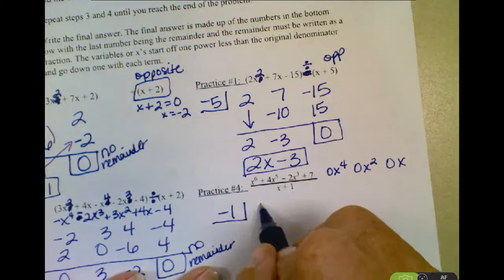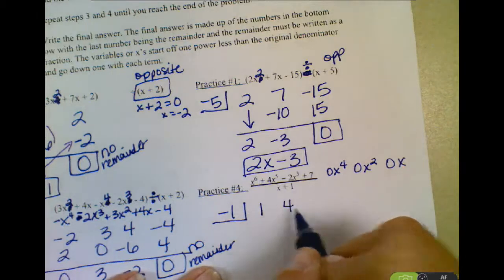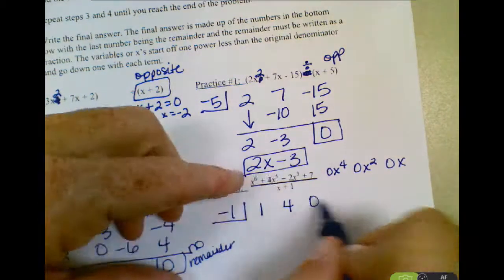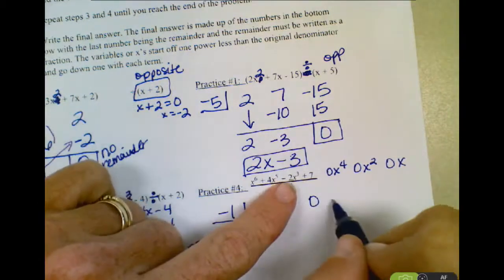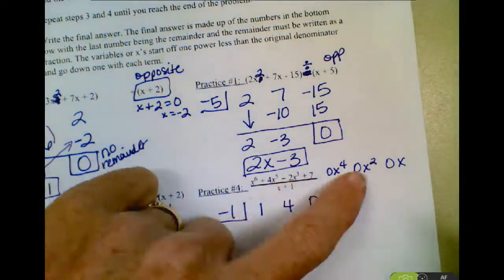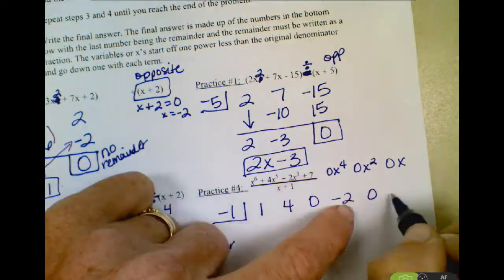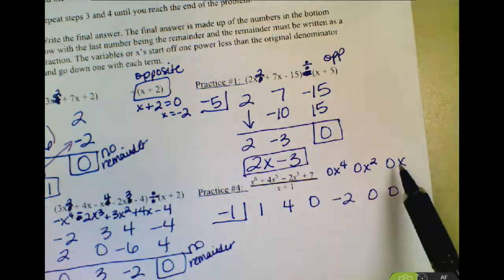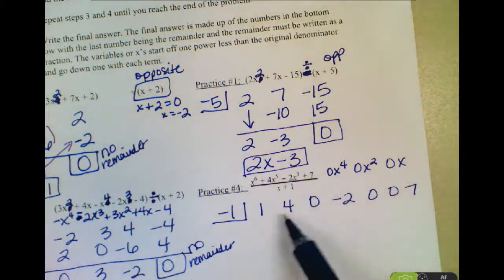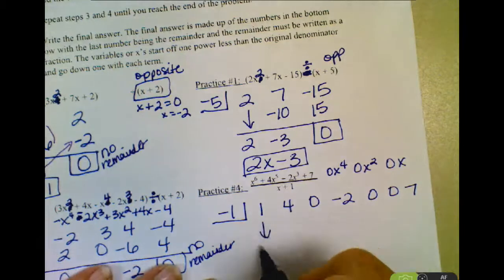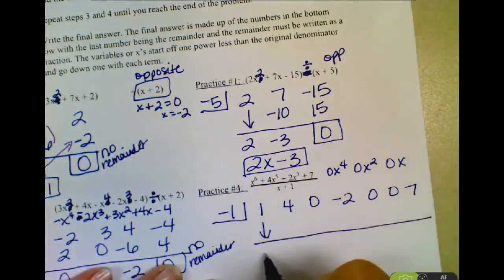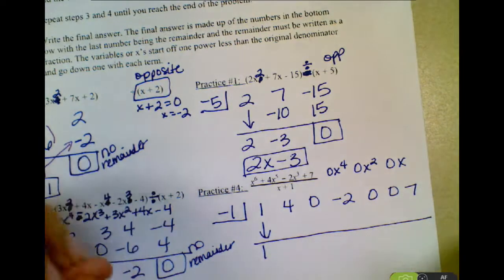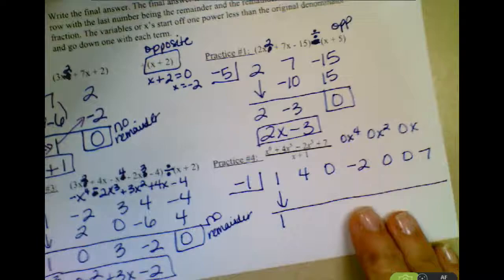So my sixth coefficient is 1, fifth is 4, fourth is 0, third is -2, x squared is 0, x is 0, and our constant is 7. So let's make sure we've got them all. 1, 2, 3, 4, 5, 6, 7. Good. Bring that down. Line straight across. -1. Now you're multiplying and adding. Multiplying and adding. That's all you're doing.